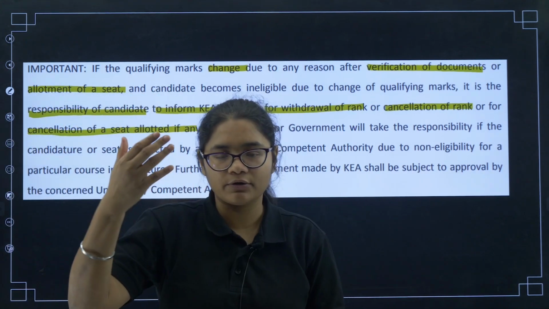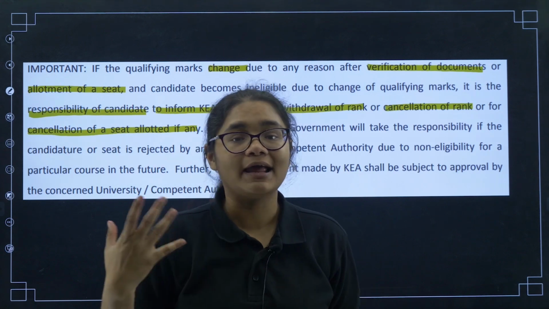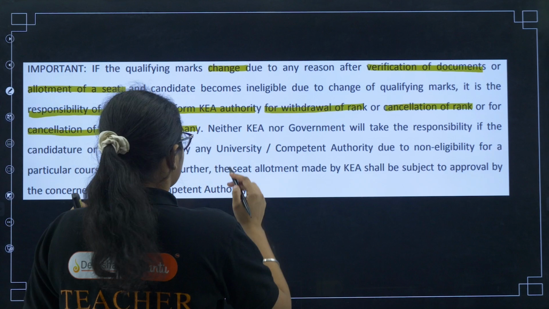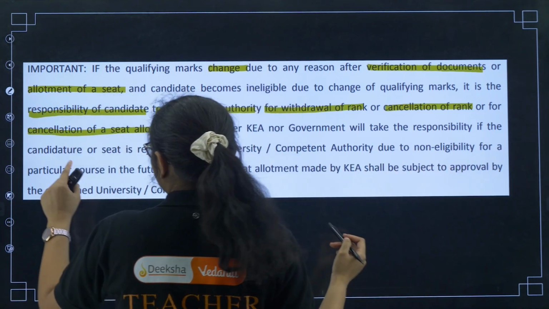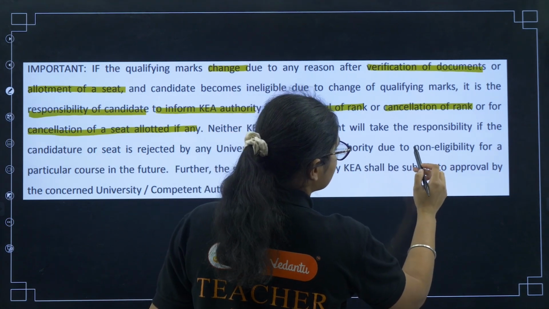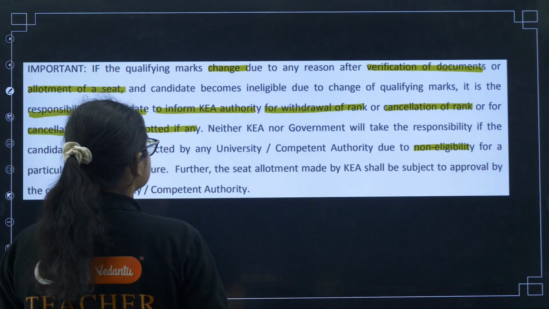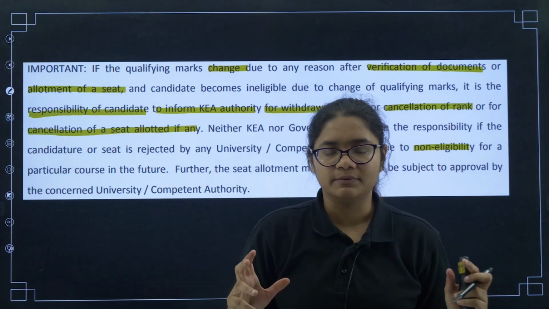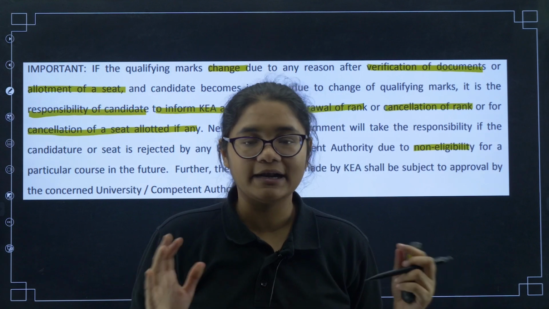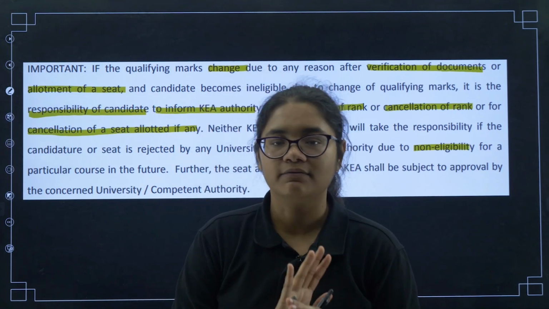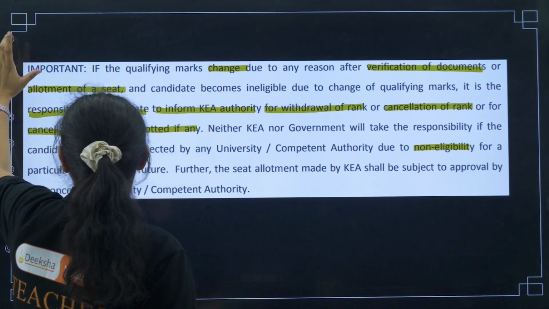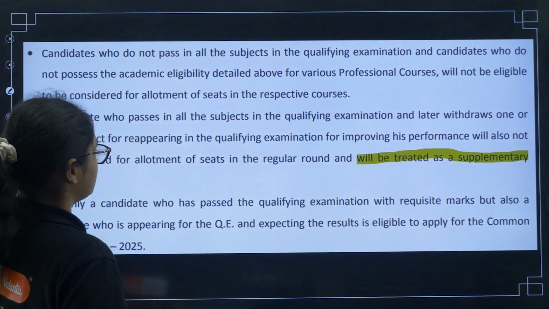Okay, so if after your new marks you found that you are ineligible, it is your responsibility to inform KEA. Neither KEA nor the government will take the responsibility if the candidature or the seat is rejected by any university or competent authority due to non-eligibility for a particular course in the future. So you have become ineligible but you haven't informed, and after some time when the seat allotment takes place, you are declared ineligible. In that case, the government or KEA will not be responsible for that. Okay, this is something which you should take care of. Now this is very, very important here.